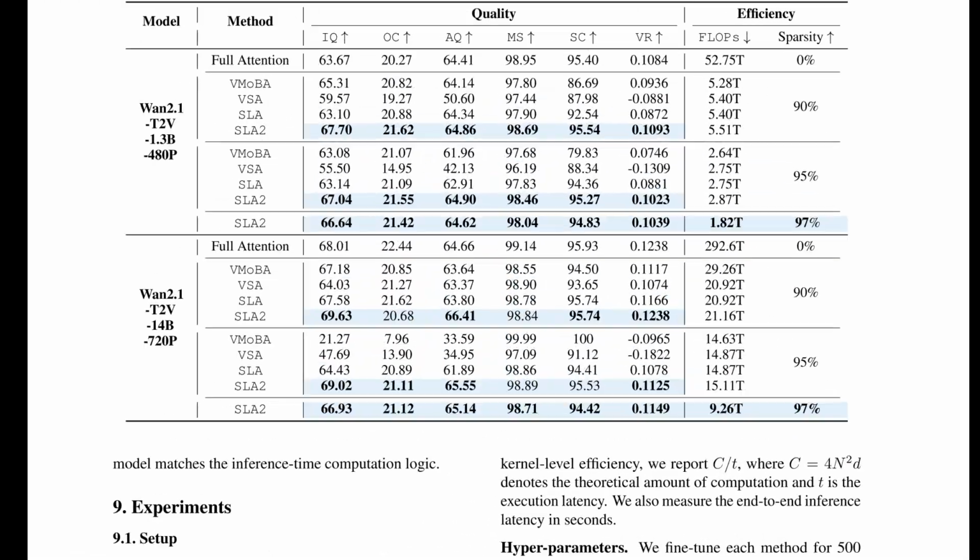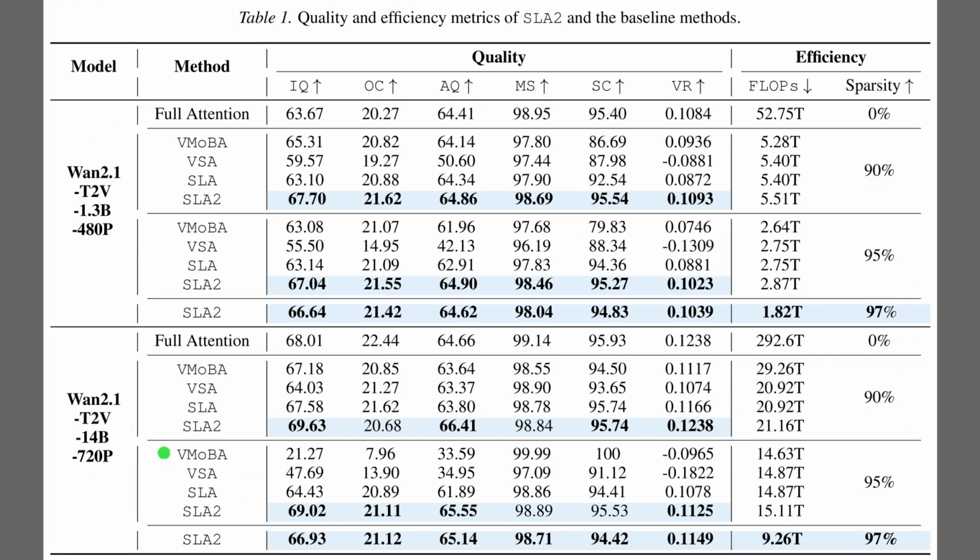So, having seen the architecture, Table 1 provides the hard numbers comparing SLA2 against baselines like VSA and VMoBA. The evaluation covers two model sizes, the WAN 2.1 1.3 billion and 14 billion parameter versions. If you look at the quality columns in the center, which measure factors like imaging quality and aesthetic quality, SLA2 consistently scores the highest among the sparse methods. Most impressively, in the bottom rows for each model, the method reaches 97% sparsity. This drastically cuts the computational cost, measured here in floating point operations, while preserving generation quality that rivals the full attention baseline.